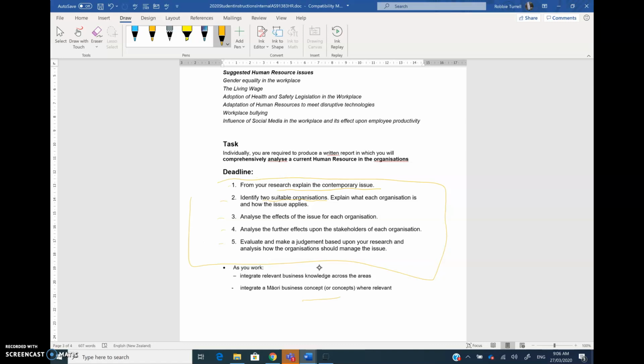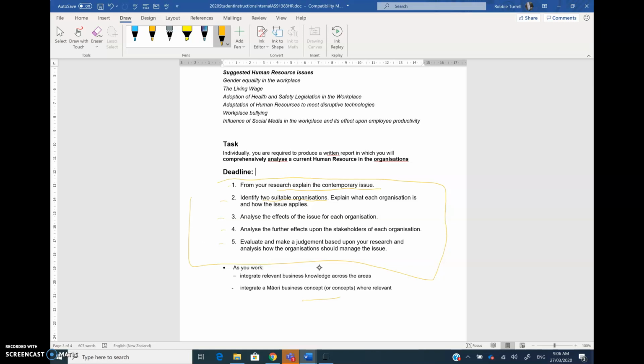A question was asked of me yesterday: do the organisations have to be in the same industry? No, not at all. In fact, if they're in different industries, that shows the bigger effect of the issue. So that's probably not a bad one to look at. Explain what each organisation is. So basically, give me what they're all about, and how the issue applies to the organisation.